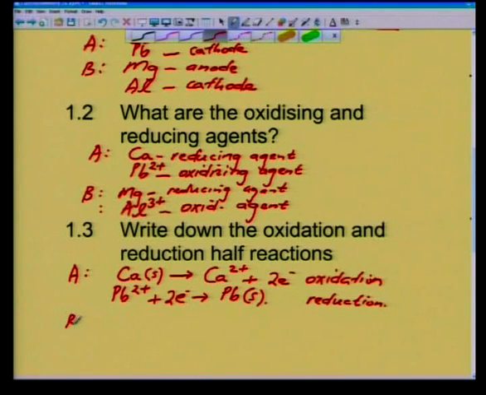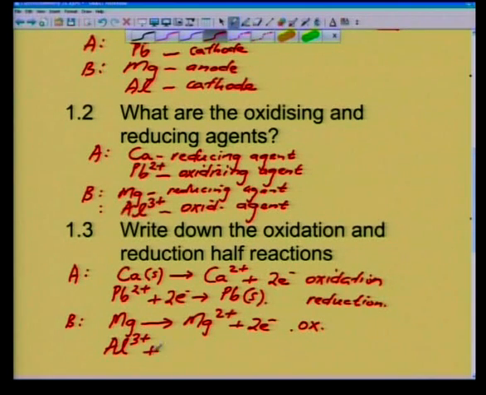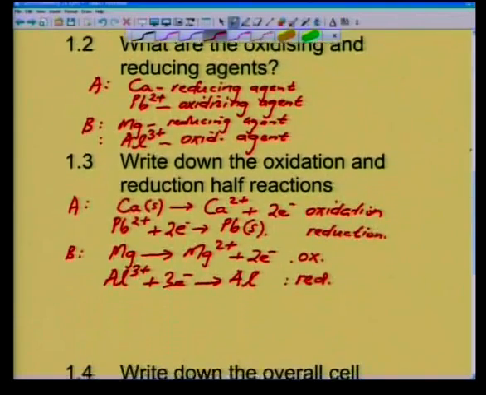Okay, and then for B, in the same way, magnesium gives away electrons, so oxidation. Magnesium gives away electrons: Mg becomes Mg2+ plus 2 electrons, and that is your oxidation. The next one, aluminium 3+ gains the electrons, becomes aluminium solid, and that is the reduction. Okay, so we've written that, we've answered that.